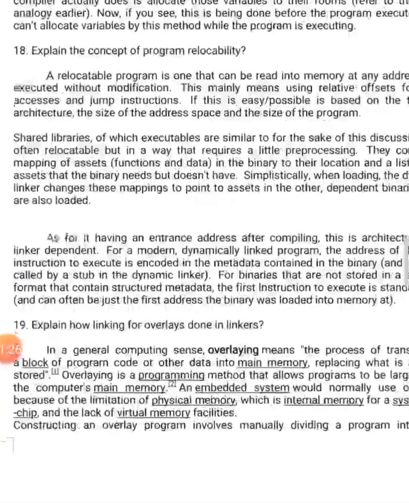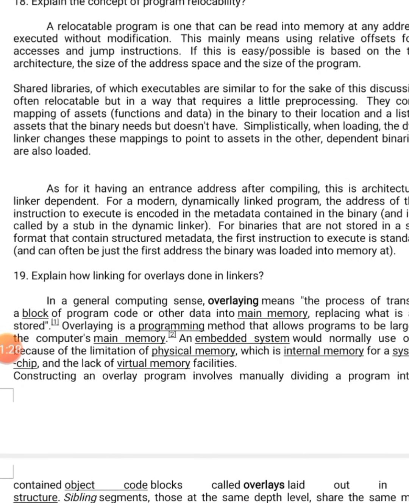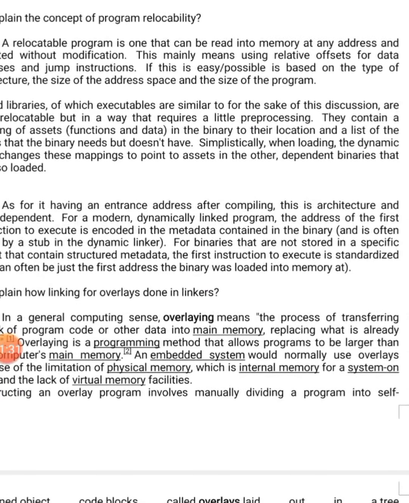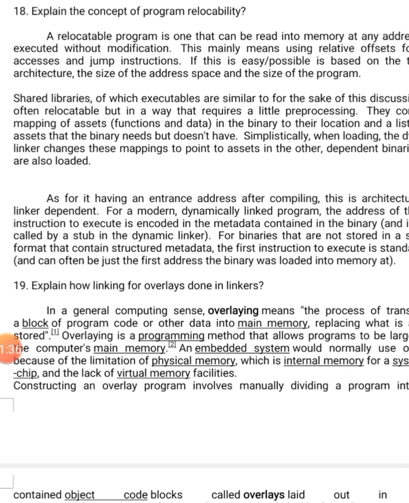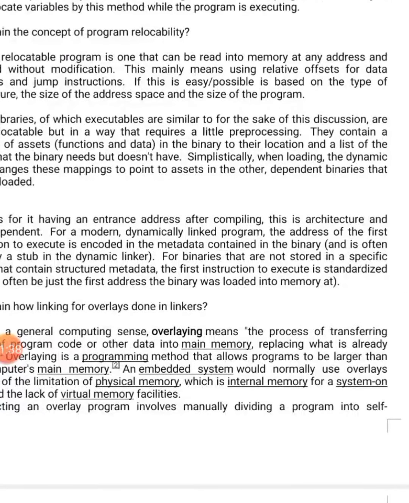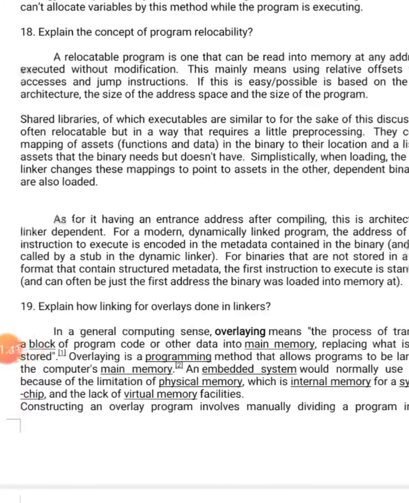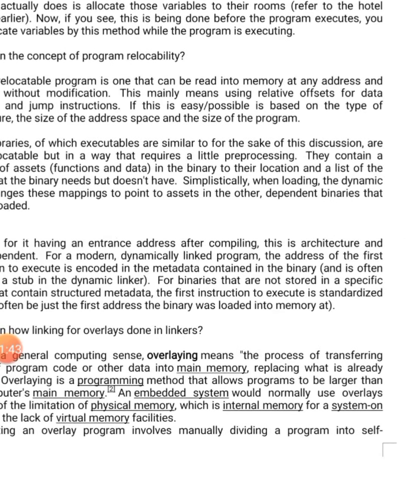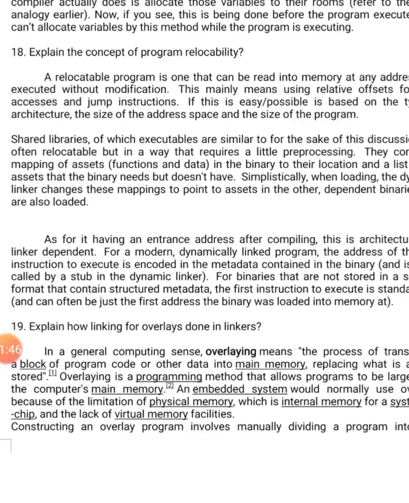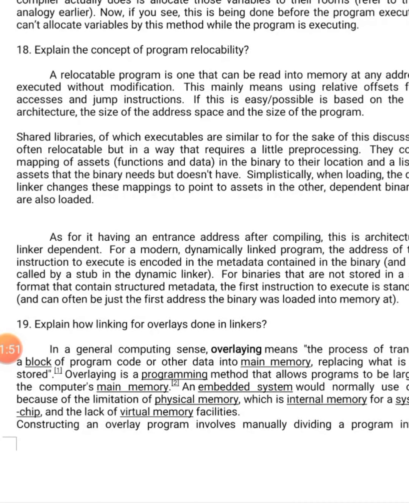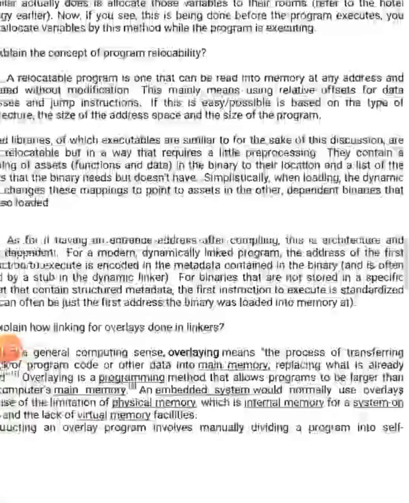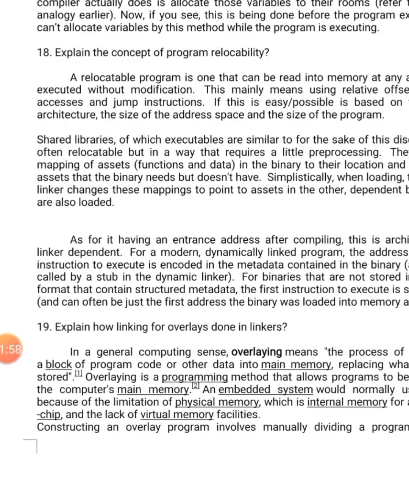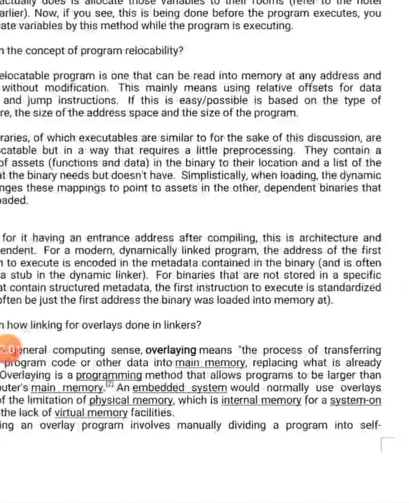Next question. Explain the concept of program relocatability. A relocatable program is one that can be read into memory at any address and executed without modification. This mainly means using relative offsets for data access and jump instructions. Whether this is easily possible depends on the type of architecture, the size of the address space and the size of the program. Shared libraries and executables are similar, for the sake of this discussion, and are often relocatable, but in a way that requires a little processing.